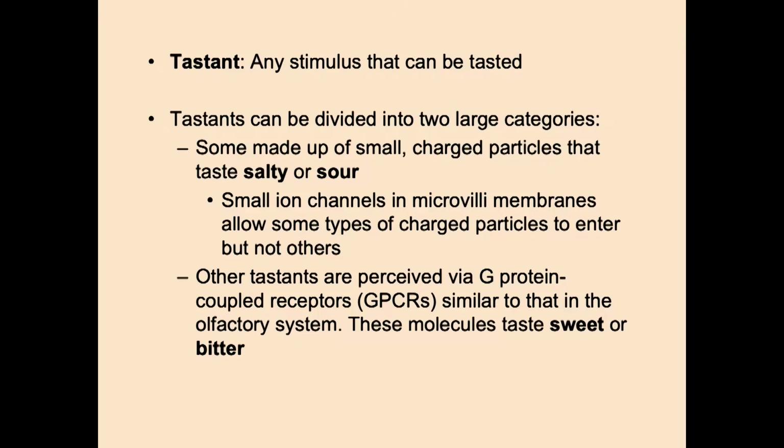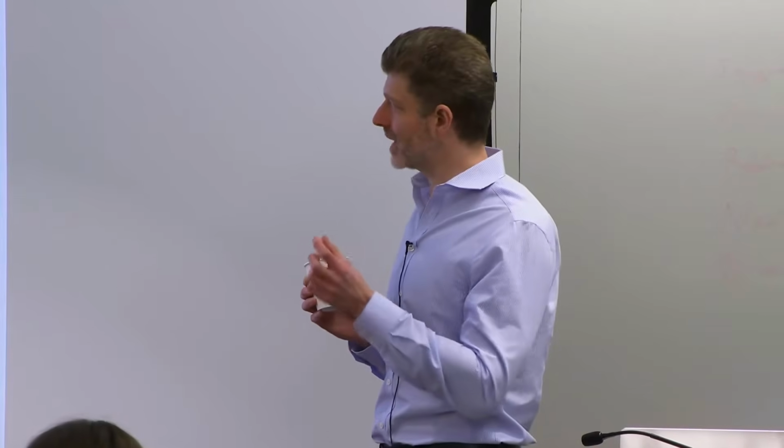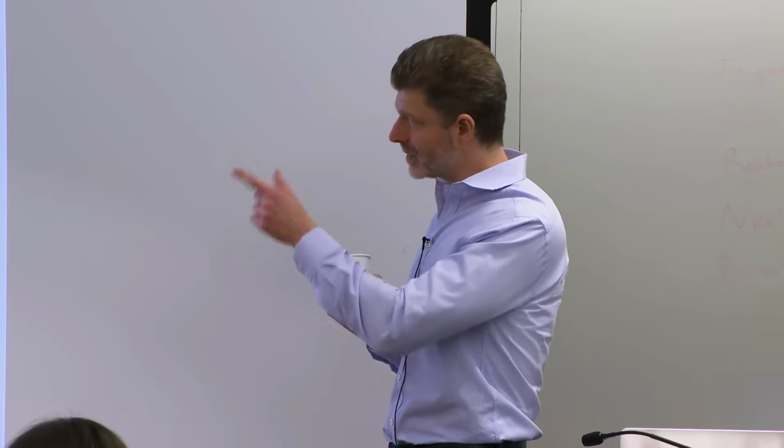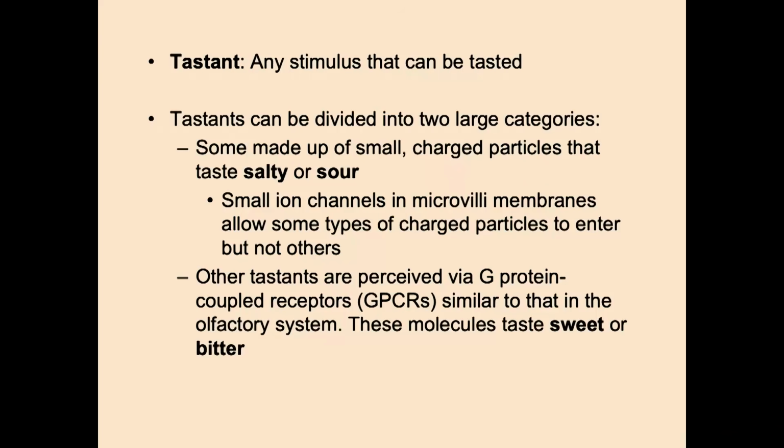All right, so a tastant is kind of the analog of an odorant. It's any stimulus that can be tasted. And we can divide tastants into 2 large categories. Some are made up of small charged particles, and those generally taste salty or sour. In these cases, there are small ion channels within the microvilli that allow some types of charged particles to enter, but not others. And when those charged particles enter, it changes the membrane potential, and you have some sense that you've tasted something.